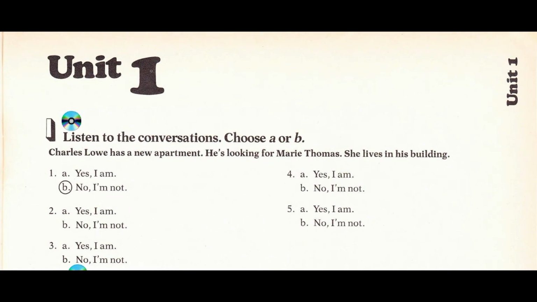Listen to the conversations. Choose A or B. Charles Lowe has a new apartment. He's looking for Marie Thomas. She lives in his building.